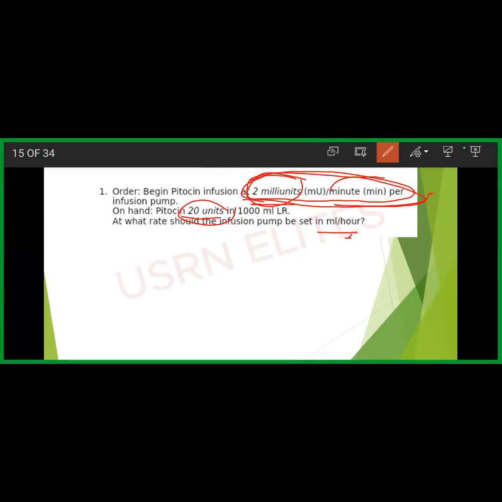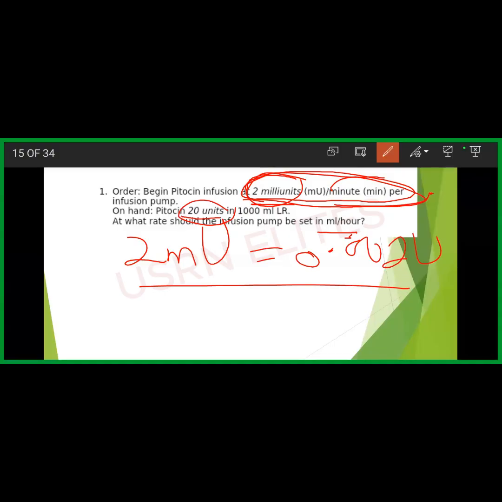So we took these two. When you convert 2 milliunits, this is how we write it. If you convert 2 milliunits to units, you get what? 0.002 units. Who doesn't get this one? Yeah, it's clear. Okay. So you see, you'll be able to change these 2 milliunits to units. But it is still what? Look at this, the last part. It is still per minute.